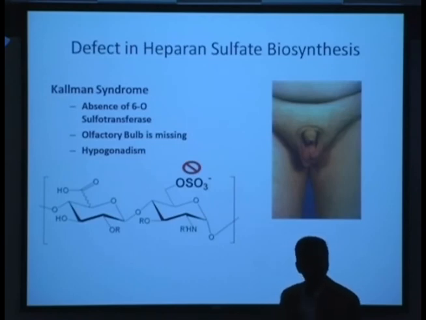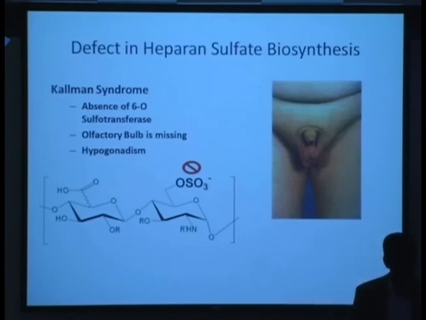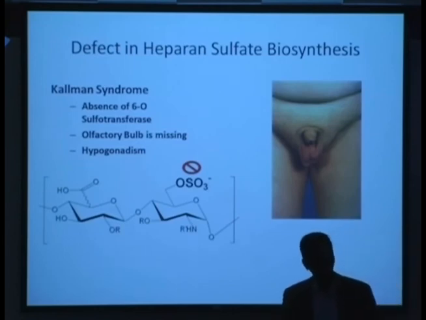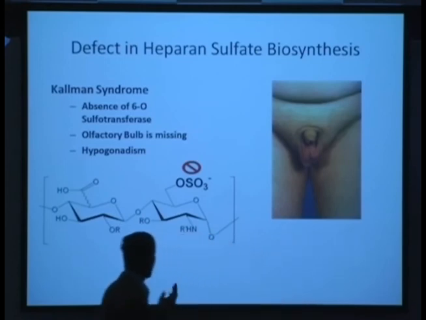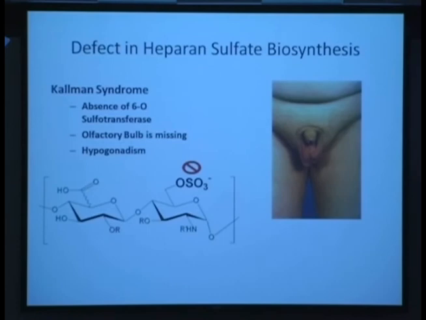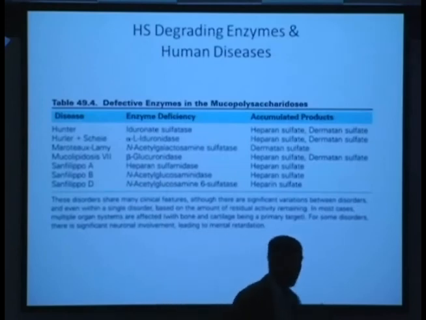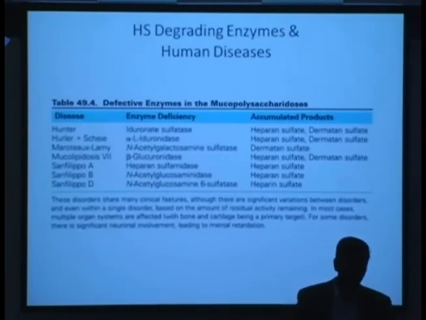And surprisingly, these people can live until age 50-55, and then a number of coagulation problems happen. But until age 50-55, they are fine. Afterwards, a number of cardiac problems and coagulation problems occur, and they die. But the key thing is that they suffer from hypogonadism, and also the olfactory bulb is missing. So this slide summarizes defects in the HS biosynthetic pathways and how they lead to diseases.